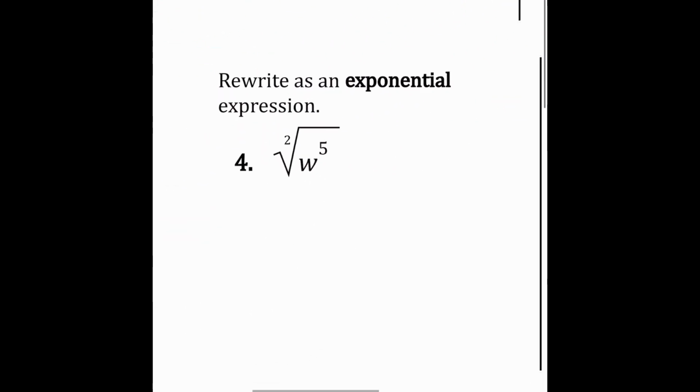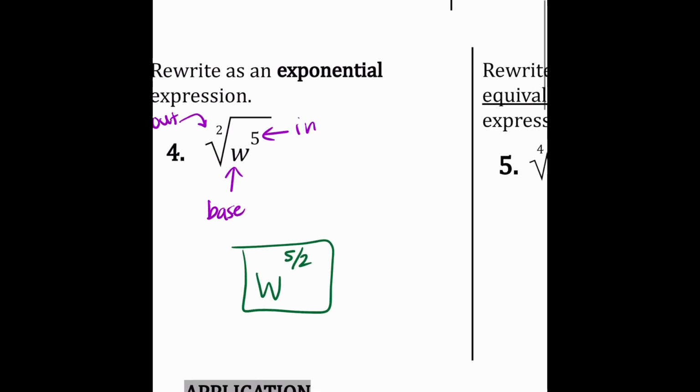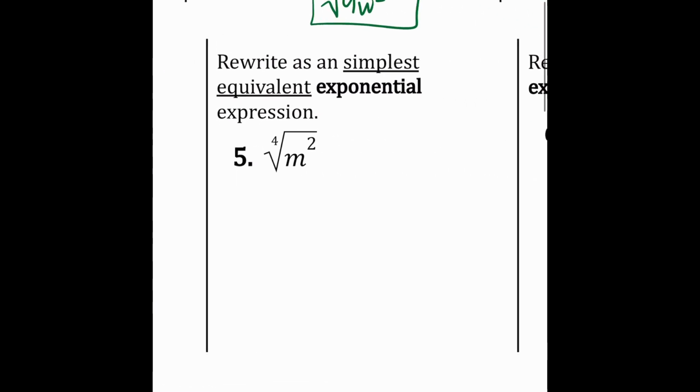Number 4, rewrite as an exponential expression, where I have the base of w. So here's my base. Here's my exponent. This is in. This is out, which is my root. So if I want to write it as an exponential expression, my base is w to the 5th power over 2. Number 5, I have it in radical form. I want to write into exponential. So I have inside is my exponent, outside is my root. So if I rewrite this with the base of m, I have 2 over 4. But it says simplest form, so I will know that 2/4 can be simplified to 1/2.